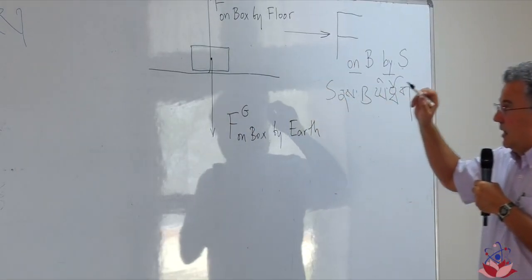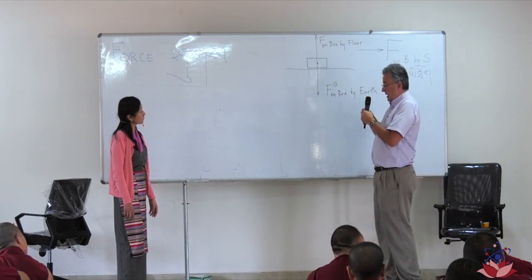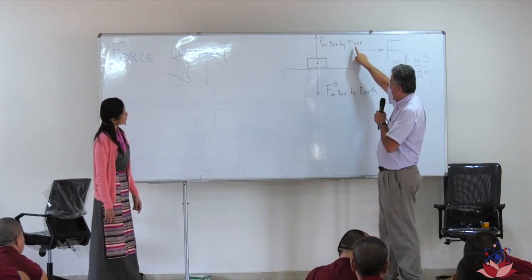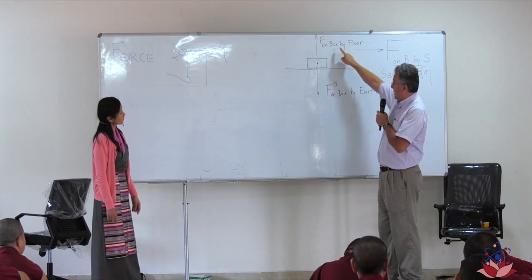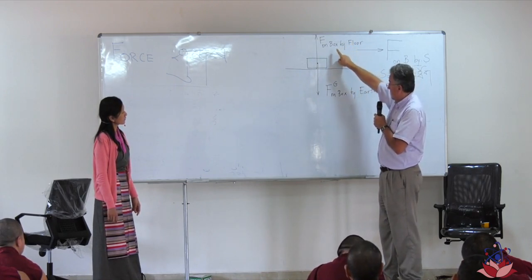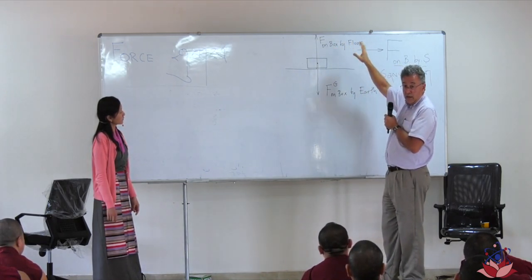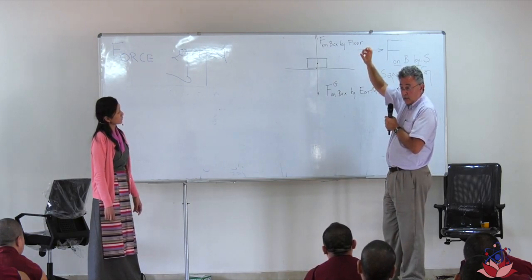And this is the set of interacting objects. Box and floor is one set of interacting objects.